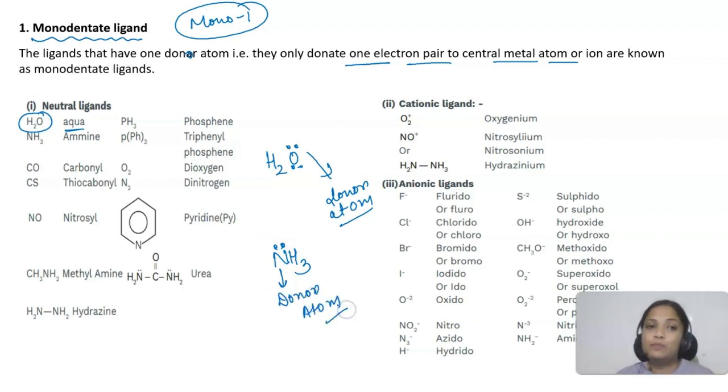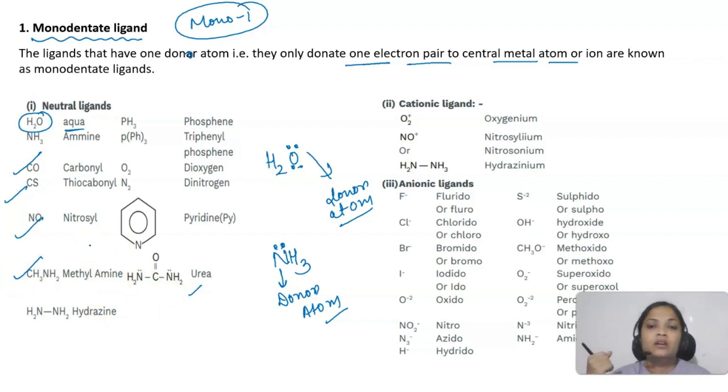Because it is having a lone pair. So there is a necessity of lone pair also. We want that electron pair also. Okay. So then we have carbonyl, thiocarbonyl, nitrosyl, methylamine, urea. Like it can be any kind of molecule.